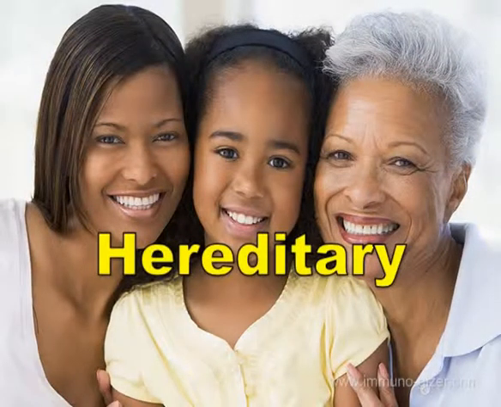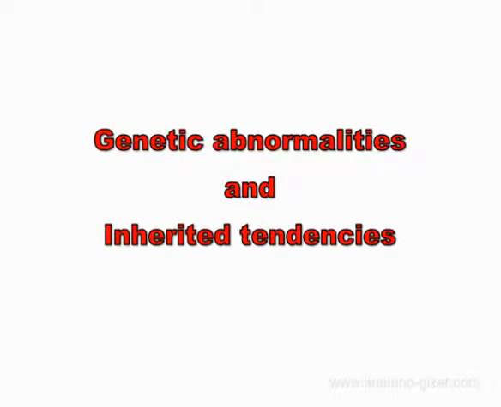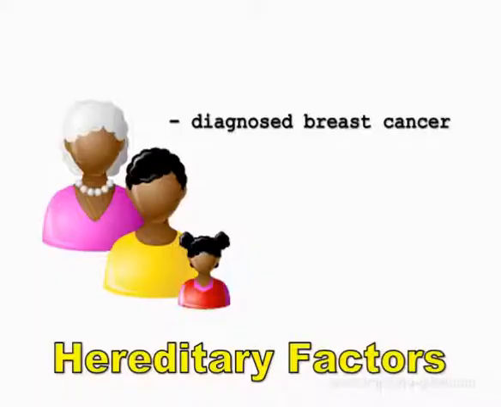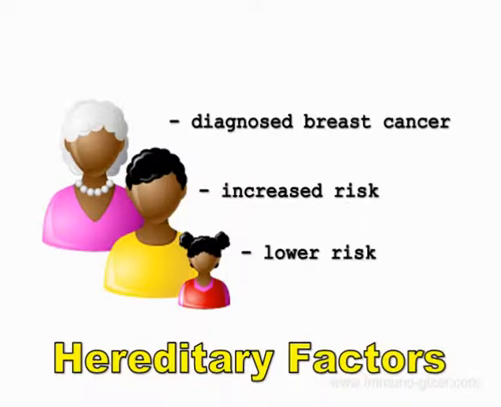Hereditary factors may also act like carcinogens and initiate cancers. This includes genetic abnormalities and inherited tendencies. For example, there exists an increased risk for ovarian cancer in the female child of a parent who had breast or colon cancer. However, this risk decreases with the generation gap.